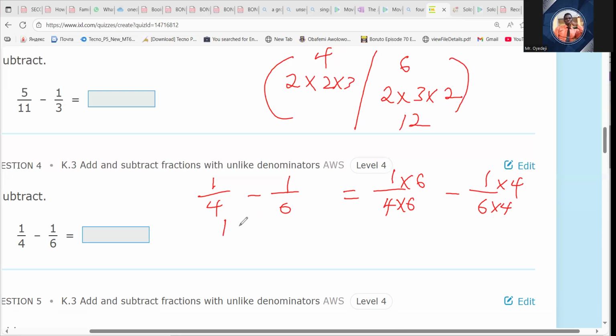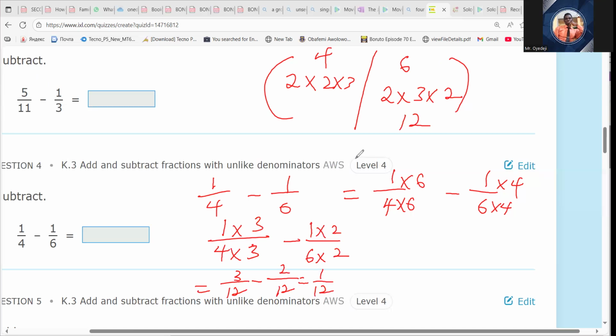So that's 1 over 4. The only number that can give us 12 is 3, because 3 is the only number that will multiply with 4 to give us 12. So 4 times 3, 3 up also. Don't worry, we'll still do the other ones to show you how it is. Then minus 1 times 2 over 6 times 2, which gives us 3 over 12 minus 2 over 12 equals 1 over 12.